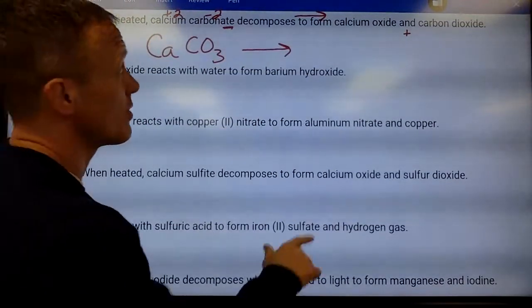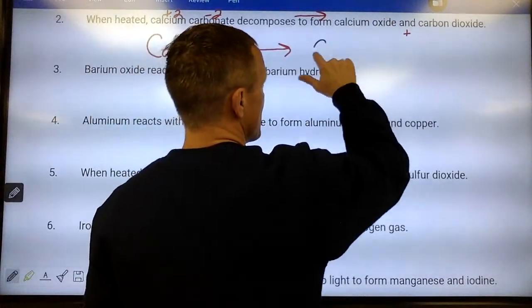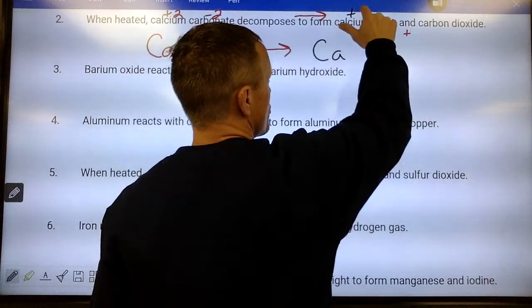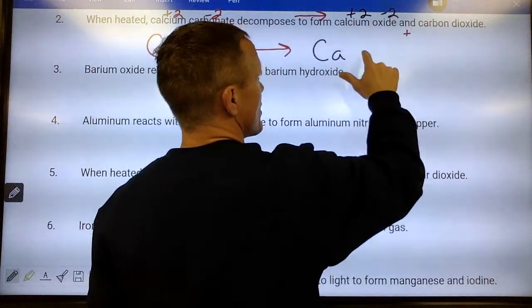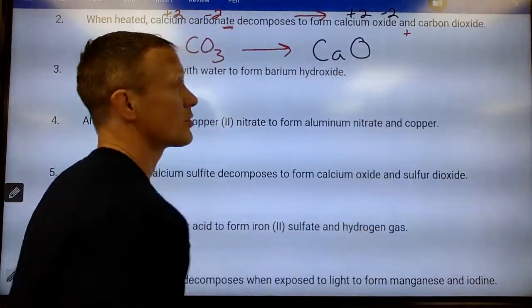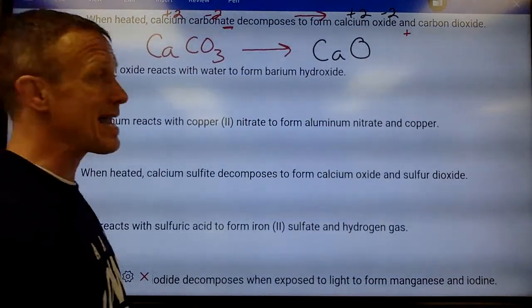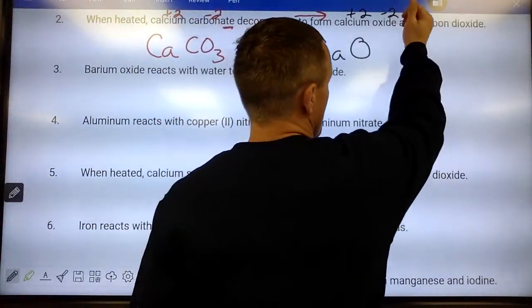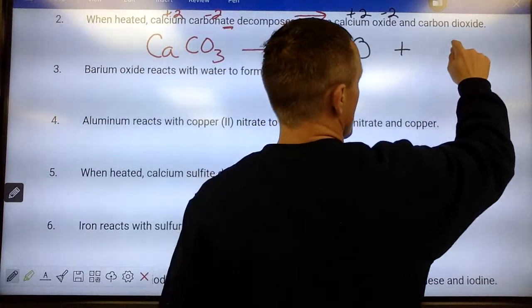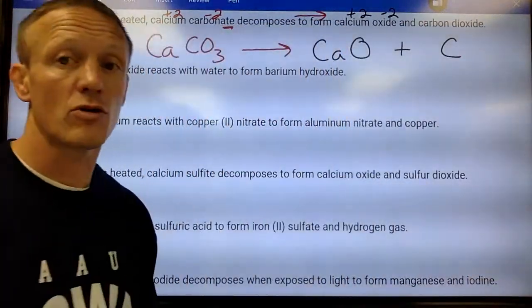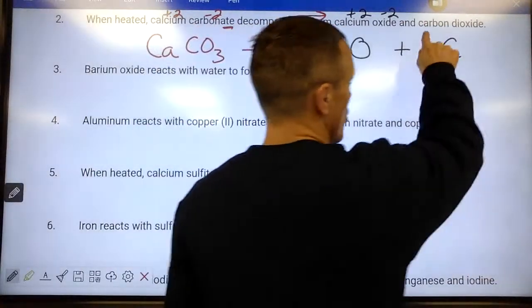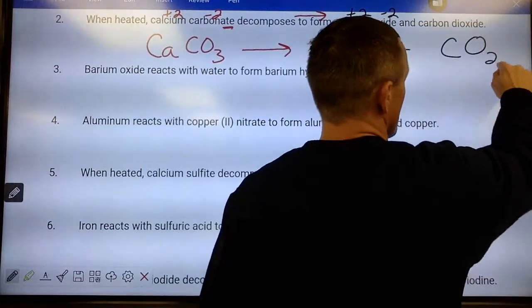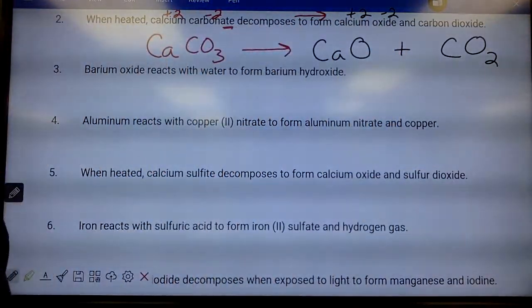Things made on this side: we have calcium oxide. Calcium is a +2 charge, oxygen's a -2 charge, so those equal out, so just CaO. And carbon dioxide, so that means plus carbon dioxide. You need to know carbon dioxide means 1 carbon, dioxide means 2 oxygens. So that's the first part.